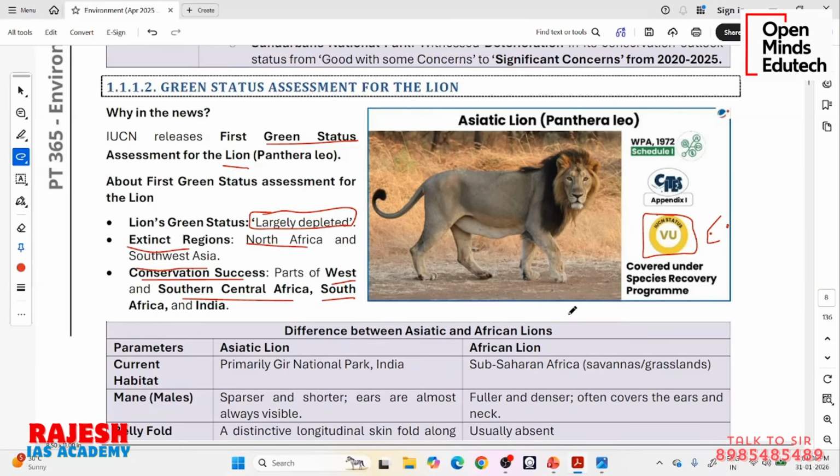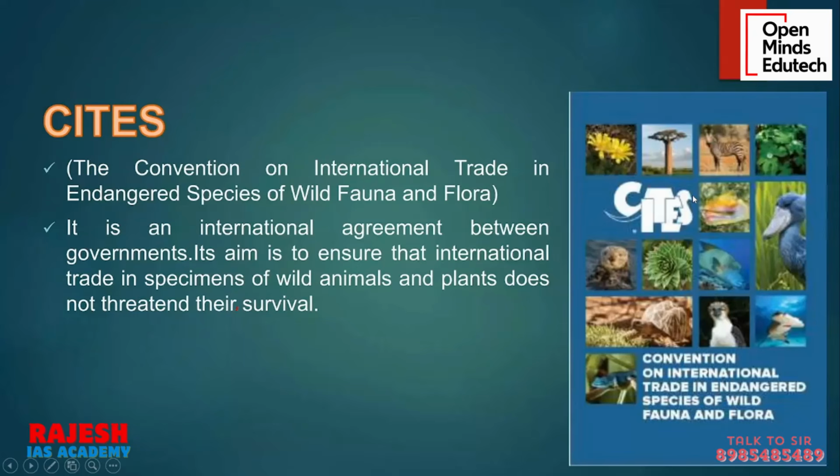Okay, now you see here there is something called CITES. What is CITES? CITES is an international agreement between governments to protect the species. It is the Convention on International Trade in Endangered Species of Wild Fauna and Flora. It is an international agreement between various governments to ensure wild animals and plants are not illegally smuggled. So for every animal, based on the vulnerability, it will be put in an appendix.